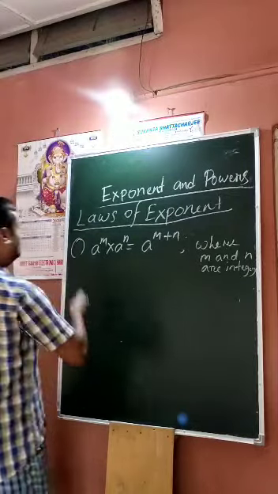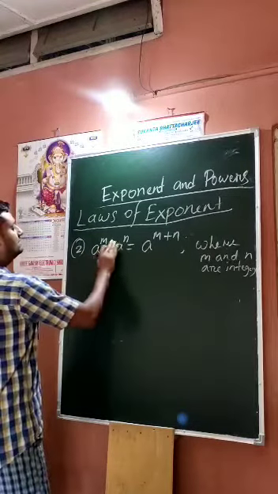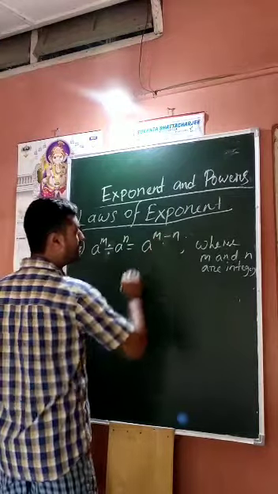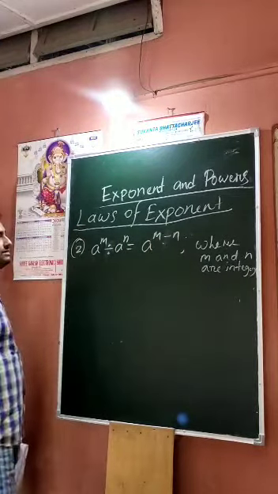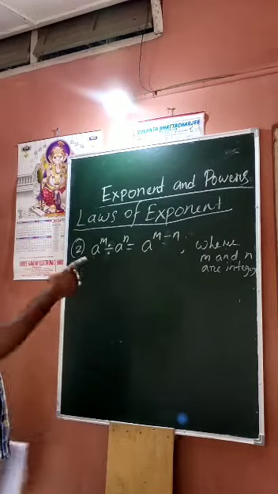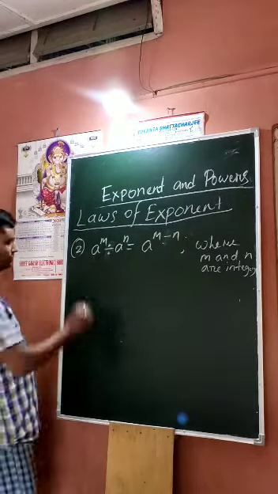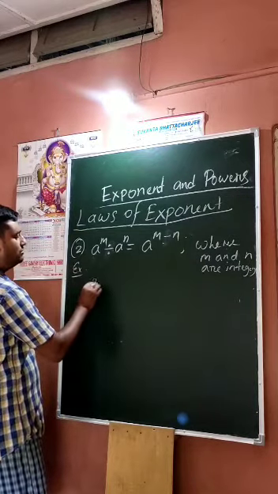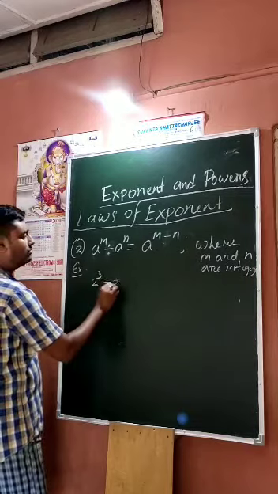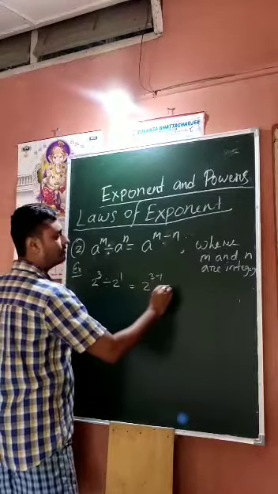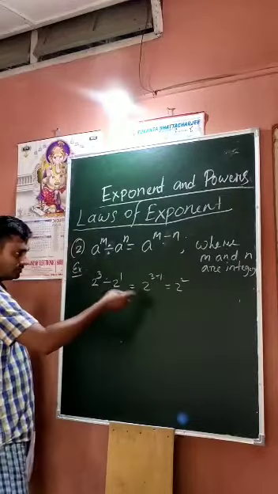Come to the next formula, which is number 2: a to the power m divided by a to the power n equals a to the power m minus n, where m and n both are integers. You can take one example: 2 to the power 3 divided by 2 to the power 1, that means 2 to the power 3 minus 1, equal to 2 to the power 2.